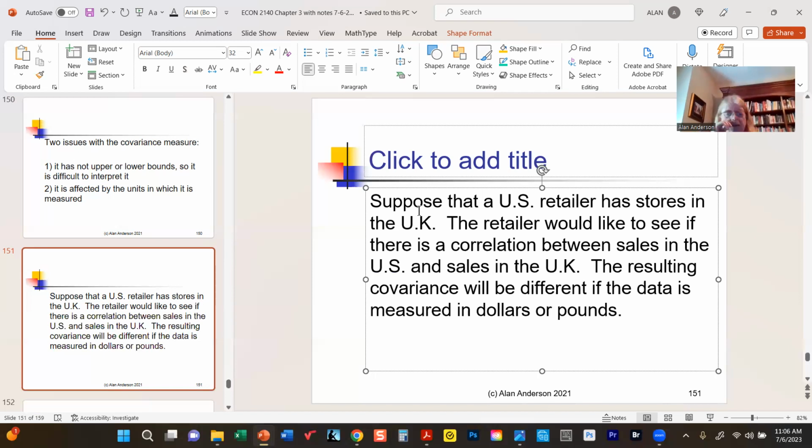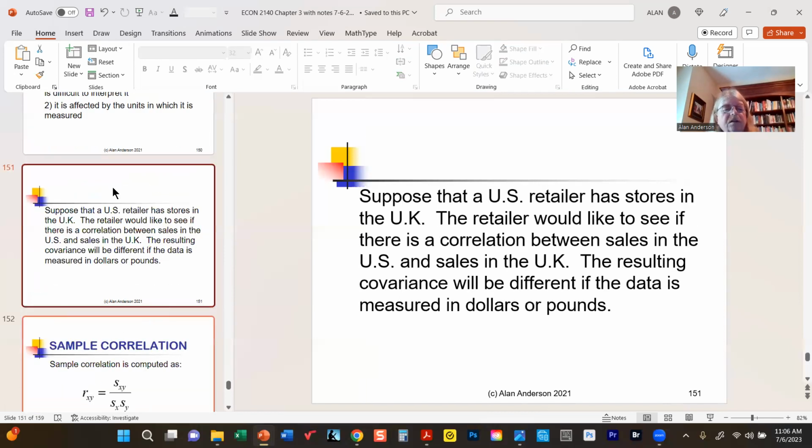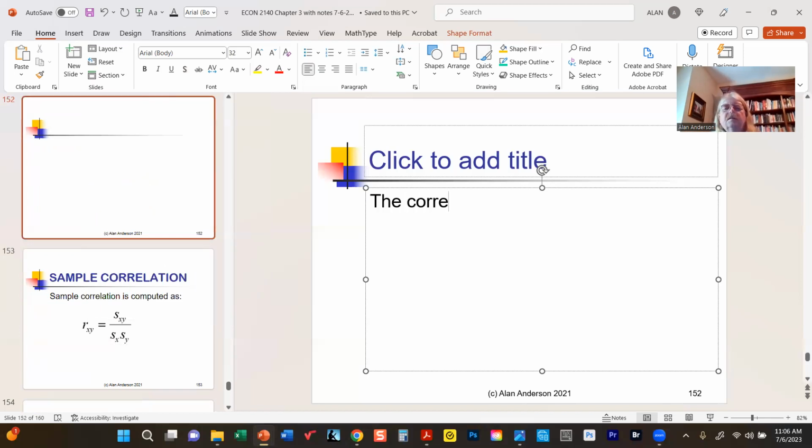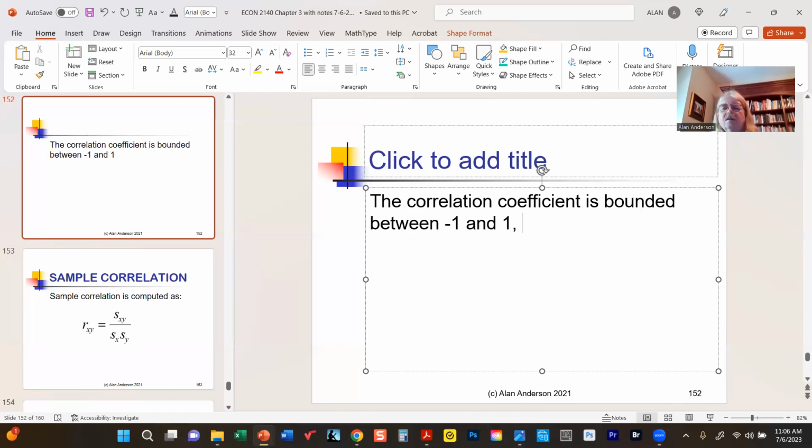So in other words, the number that I will end up with will be different if I use dollars to measure all my sales or pounds. That's very awkward to deal with. It's not ideal. So the correlation coefficient, on the other hand, was designed this way on purpose. It is bounded between -1 and +1, so it is easy to interpret.